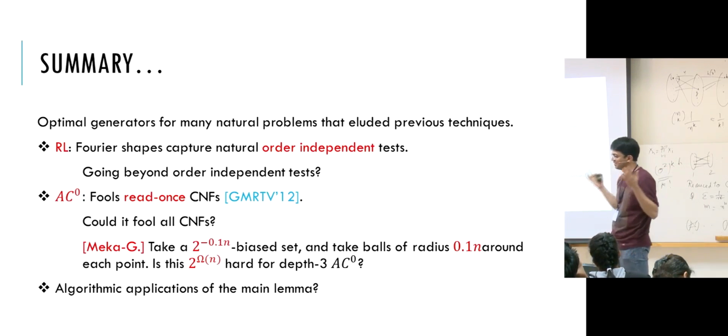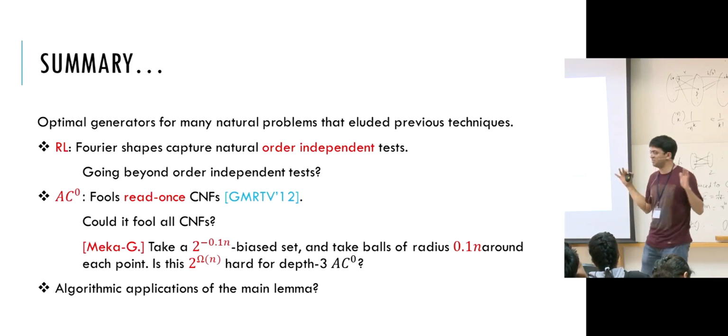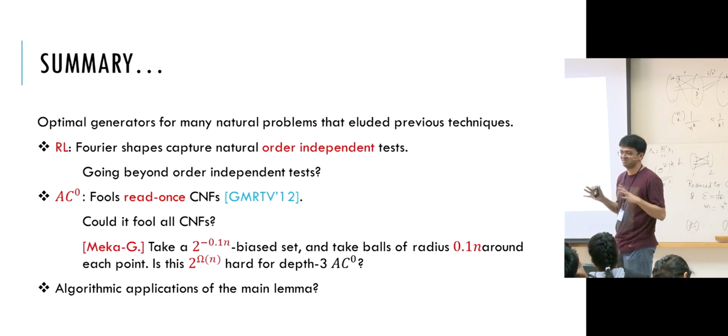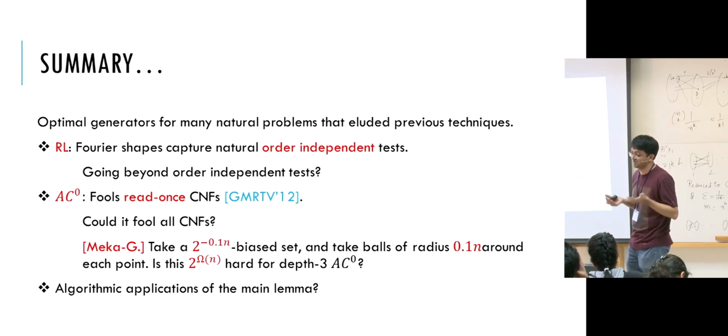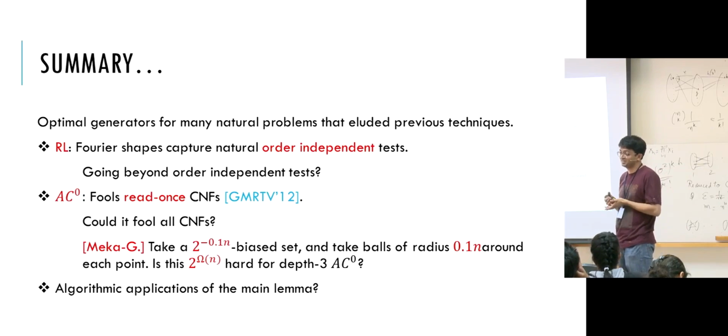On the AC0 side, it would be very nice if this generator did anything which is not read-once, right? All our machinery is geared towards saying, if I have a product of independent random variables, how do I de-randomize that? Well, if your DNF or CNF is not read-once, then this independent structure breaks down. But maybe there's a completely different analysis which does work for the non-read-once ones.